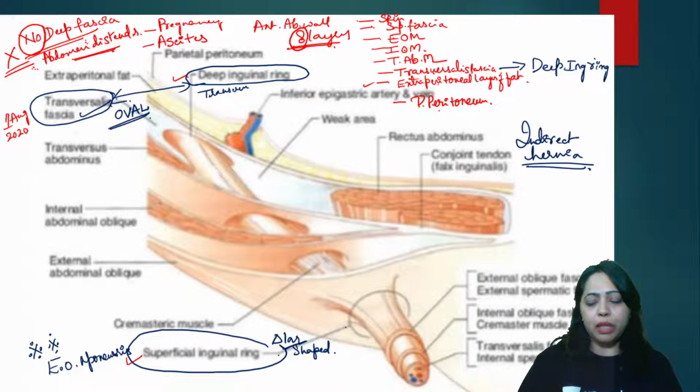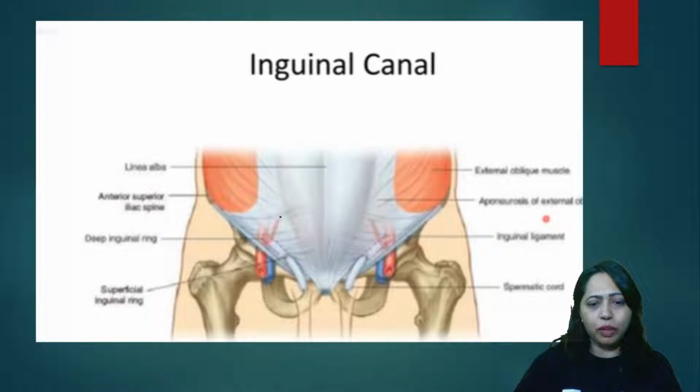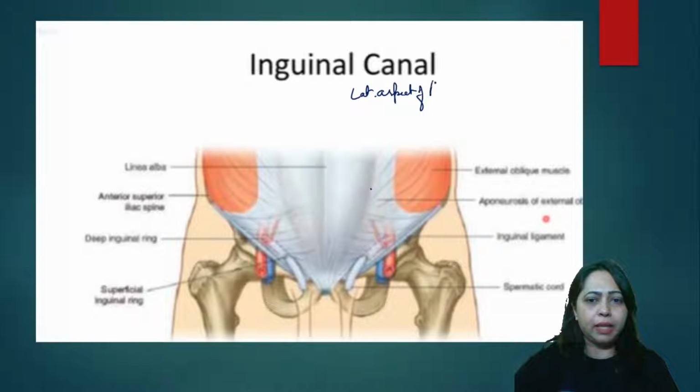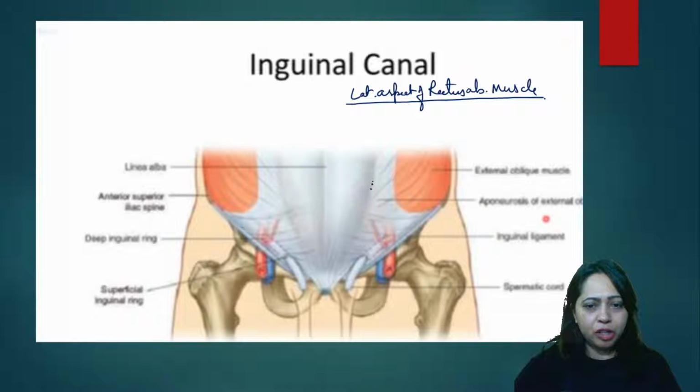There is one more hernia that is called direct hernia. Direct hernia is present on the lateral aspect of the rectus muscle, the rectus abdominis muscle. Take that as the landmark. This is the lateral aspect.